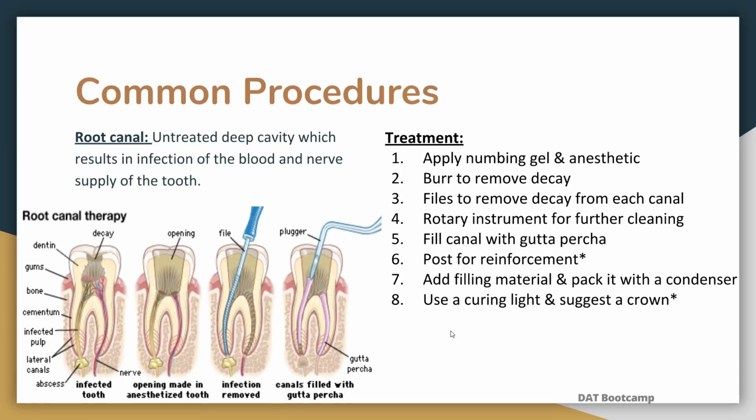If the tooth is sort of weak and it needs additional structural support, you can attach a post. You can add filling material from there and pack it down with a condenser. Use a curing light and suggest a crown. So that's pretty much the basics of how you would go about doing a root canal. Obviously, you don't need to know any really special cases or anything along those lines, but the basic outlines you should be somewhat familiar with.